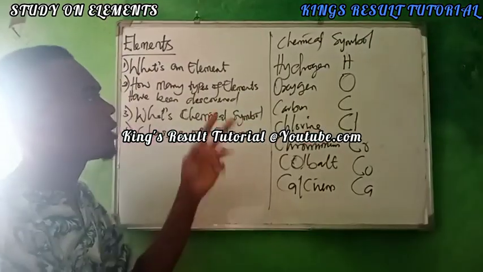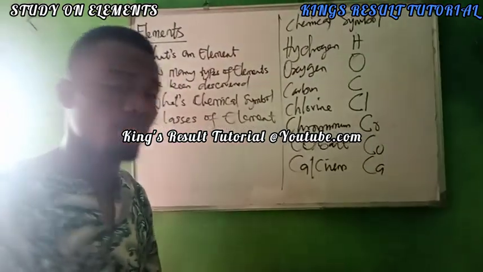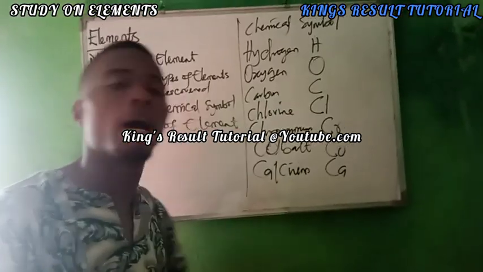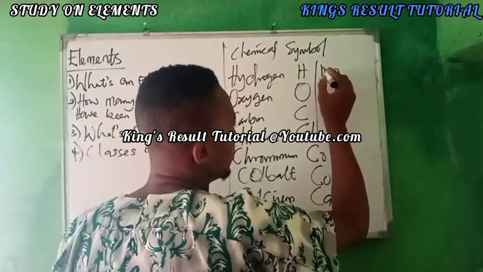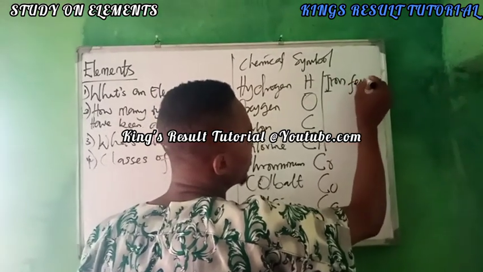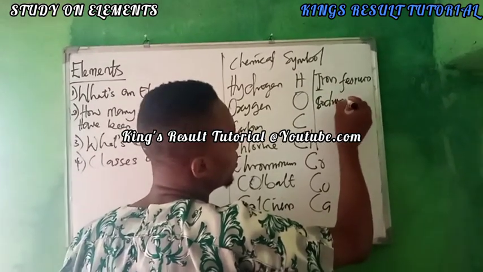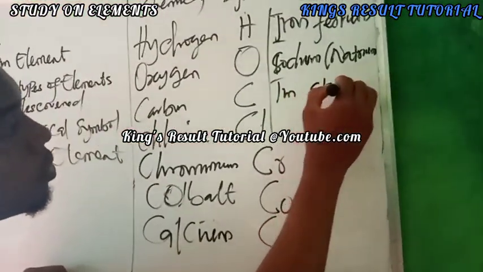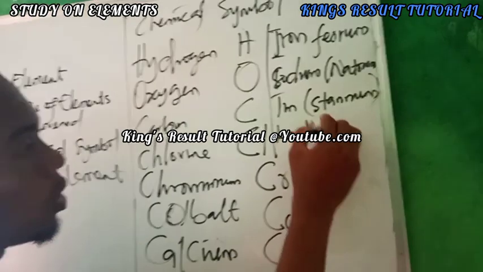Now we have other chemical symbols that have to do with Latin names. Examples of these elements, where their chemical symbols are gotten from the Latin name, are iron, which has a Latin name called ferrum. Then we have sodium, which has a Latin name called natrium. Then we have tin, which is called stannum. Then we have lead, which is called plumbium.